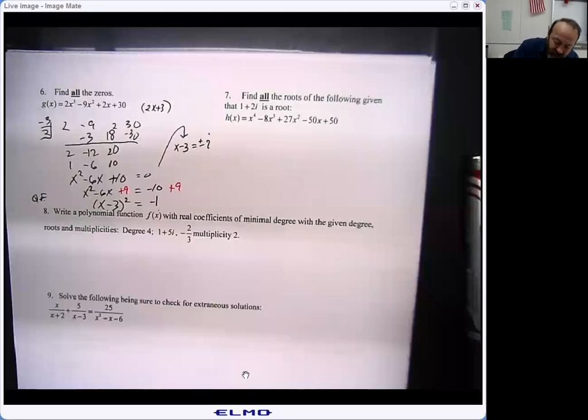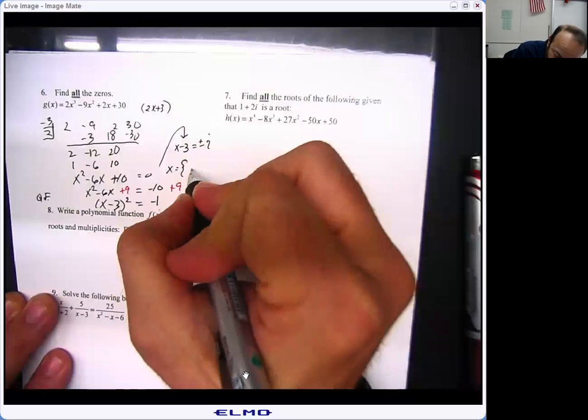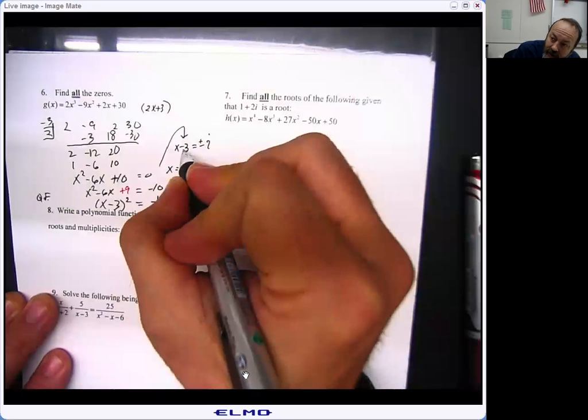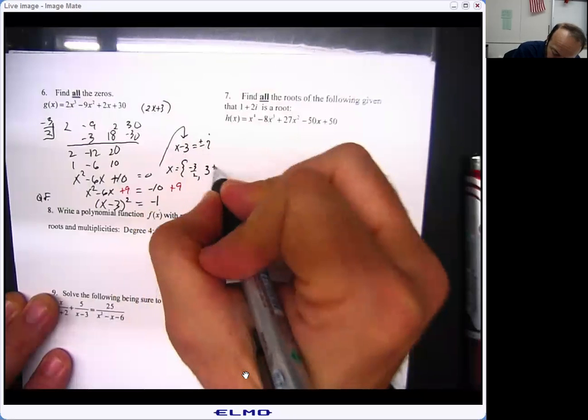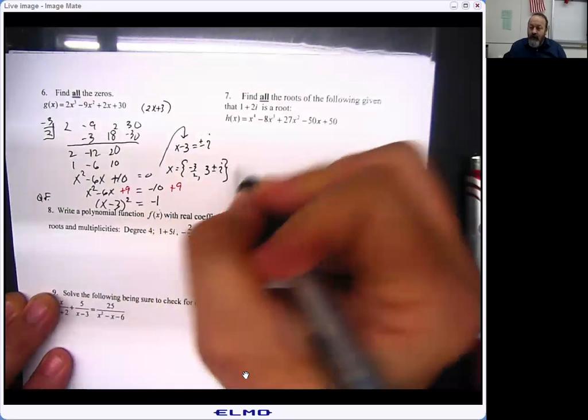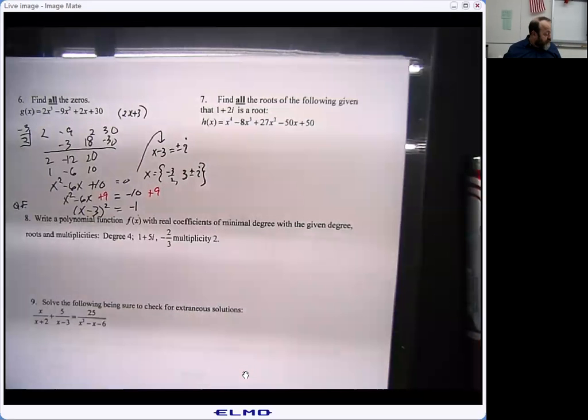So that means if I'm going to find all of the zeros, then those 3 zeros were -3/2, and when I add that 3 to both sides, that's 3 plus and minus i, for a total of 3 roots for my cubic polynomial.